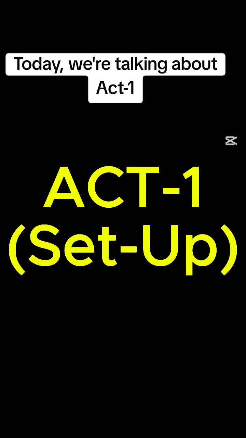Now, Act 1, often referred to as the setup, is where the foundations of your story are established. This act serves several essential purposes within a screenplay's overall structure.